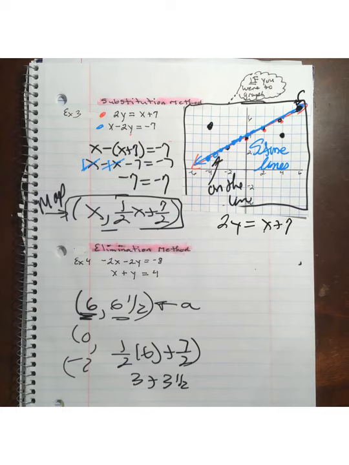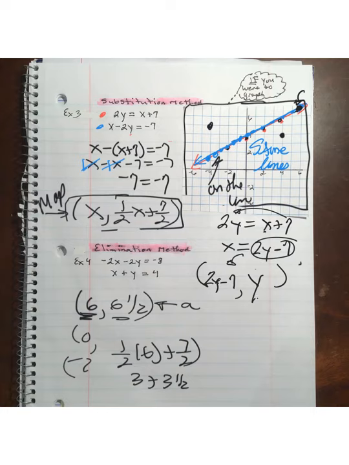And I could solve for x, which means if I move the 7 over, that gives me x equals 2y minus 7. And so I would put in place of the x, 2y minus 7. And then y would be what we call a parameter. That's the one that you get to guess, and you can put any number you want in that place. And then this is the map.